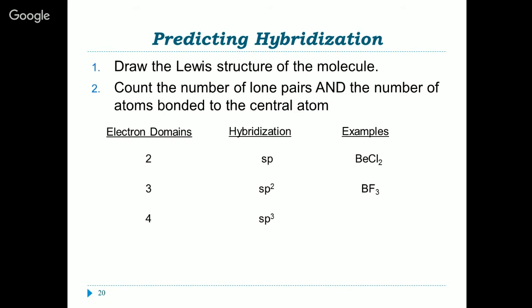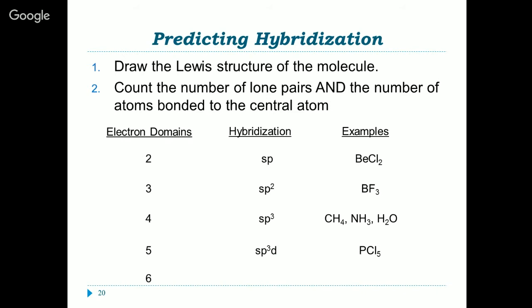So we always start with our lower energy orbitals first. 5 things, well, we've used the s, we've used all 3 p's, so now we add a d in the mix, sp3d. I have 1, 2, 3, 4, 5 orbitals coming together to form 5 new hybrid orbitals. This allows us to have 5 things around a central atom.